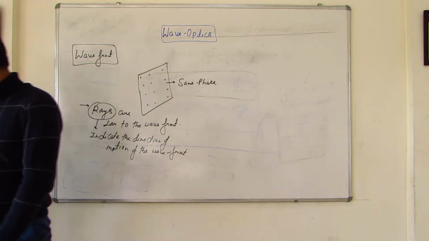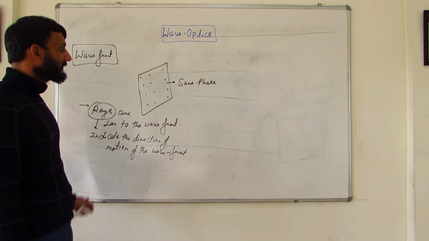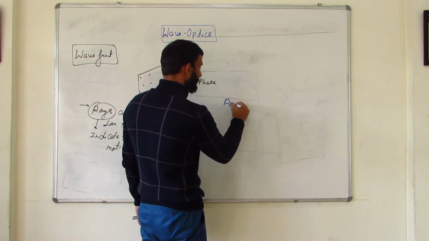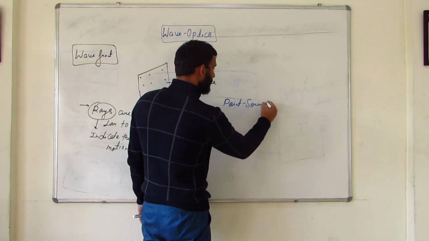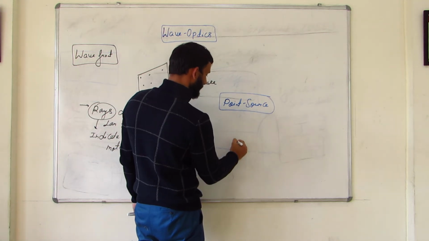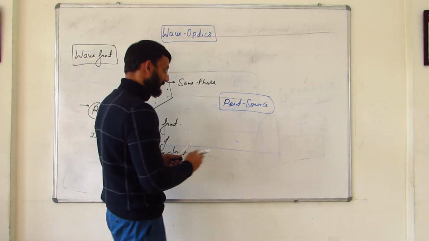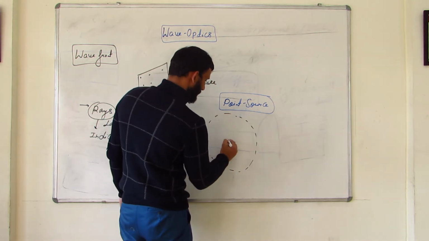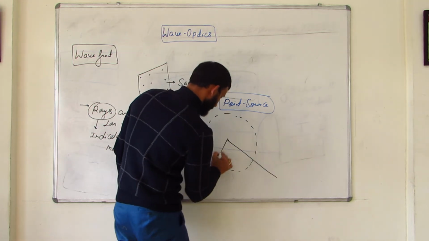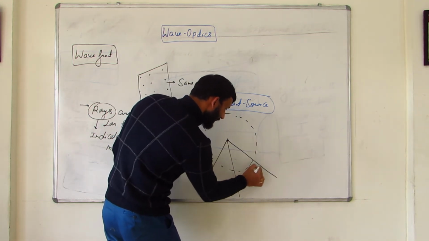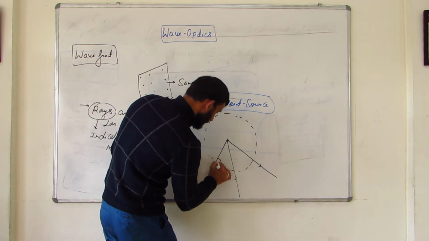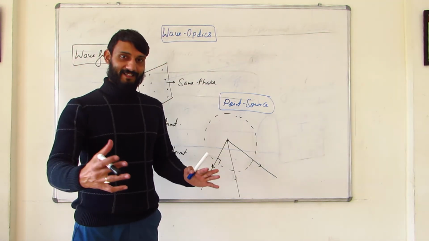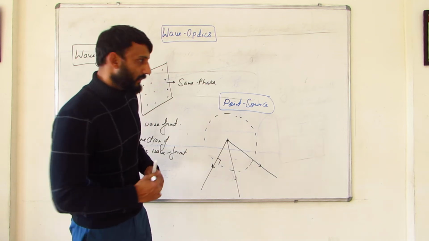Now, depending on what kind of light source we have, we get different kinds of wavefront. For a point source of light, the wavefront will be a spherical wavefront. This is the point source, and these are the light rays coming out, which are perpendicular to the wavefront. So if you have a point source, the wavefront is spherical. So wavefront is something which is three-dimensional.